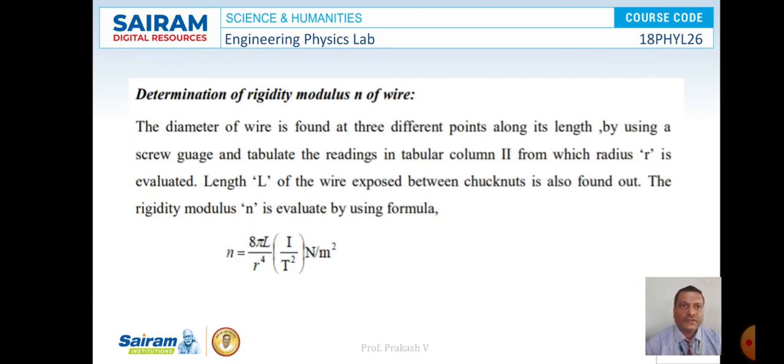And here is the formula for calculating the rigidity modulus of the experimental wire, given by n equals 8 pi L by R to the power of 4 into I by T squared, where L is the length of the experimental wire, R is the radius of the wire, T is the period of oscillation, and I is the moment of inertia. The unit of rigidity modulus is Newton per meter square.